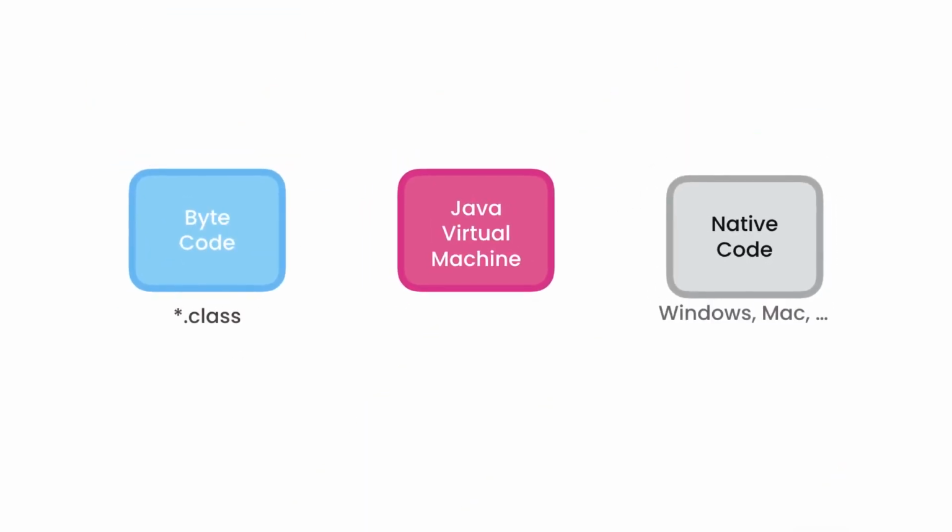This Java runtime environment has a software component called Java Virtual Machine, or JVM. This JVM takes our Java bytecode and translates it to the native code for the underlying operating system. So if you're on a Windows machine, this Java Virtual Machine converts our Java bytecode into the native code that Windows can understand. This architecture is the reason why Java applications are portable or platform independent.